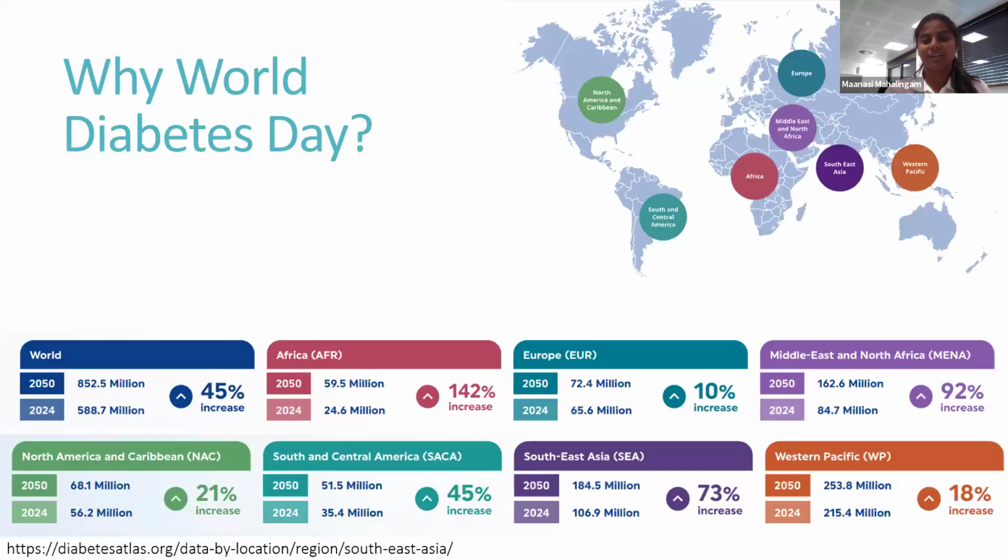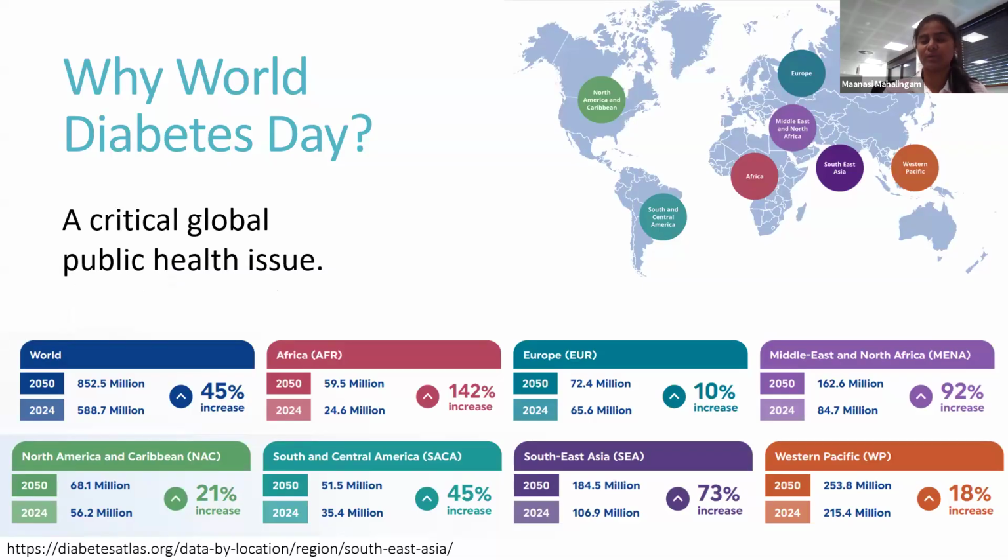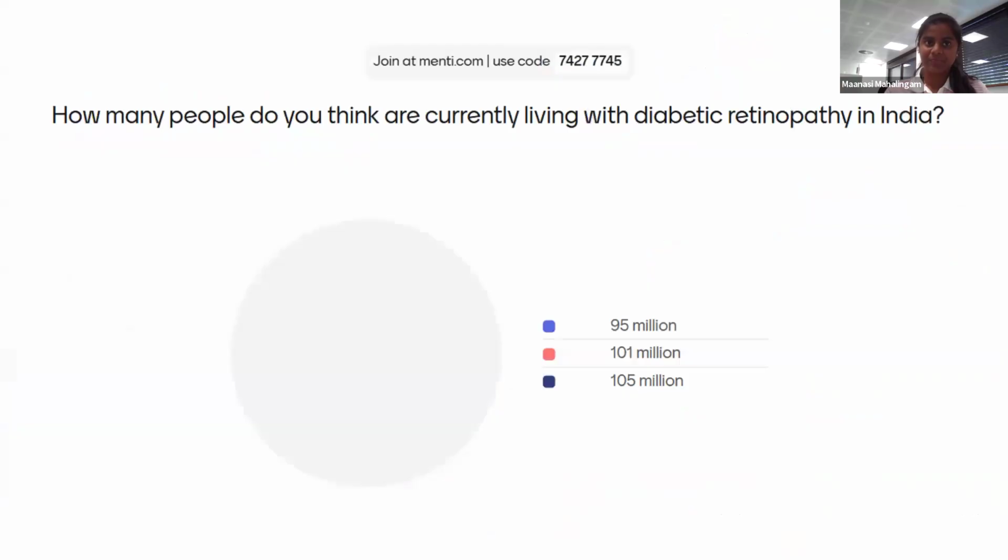So why do we celebrate World Diabetes Day? Why is it not just a national disease? We celebrate World Diabetes Day because it's not just for healthcare practitioners to be aware of, but also the general public, to be aware of this critical global public health issue. I got this picture from the International Diabetes Federation, and they have classified India among Southeast Asia. And it was really shocking for me to see the amount of increase predicted for the year 2050, which is going to be a 73% increase among the people in this country for diabetes.